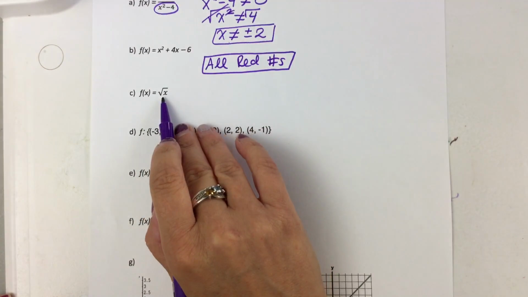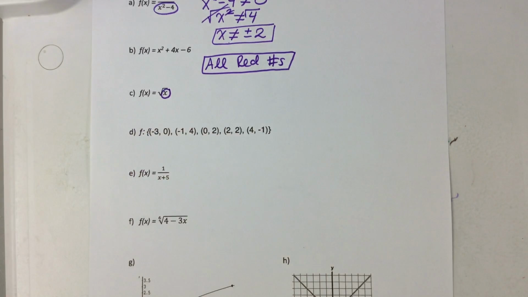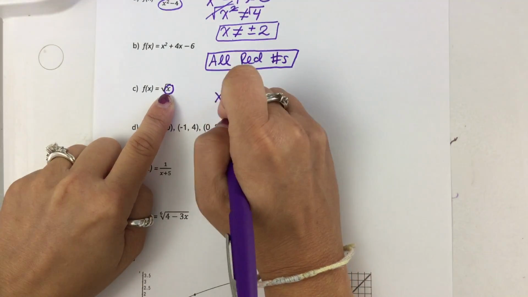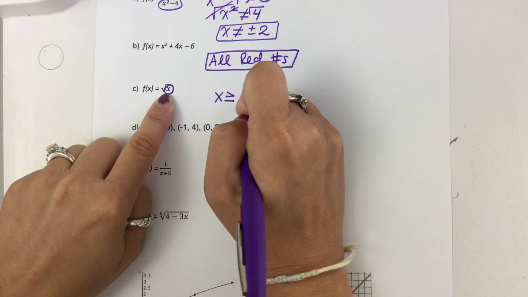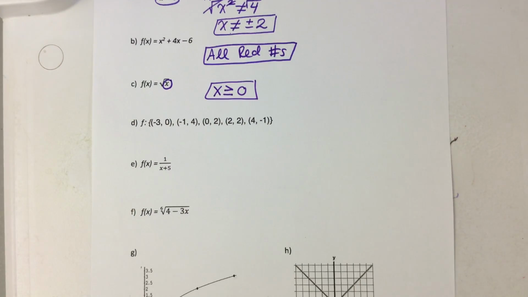C, I don't have a fraction, but I do have a radical. You cannot have a negative value underneath the radical. So that means whatever's underneath has to be greater than or equal to 0. So my domain, I can use any x's that are 0 or anything greater.